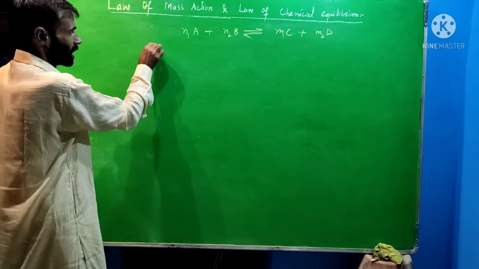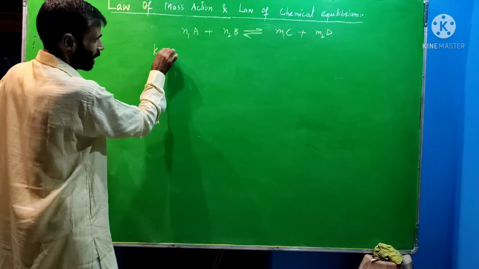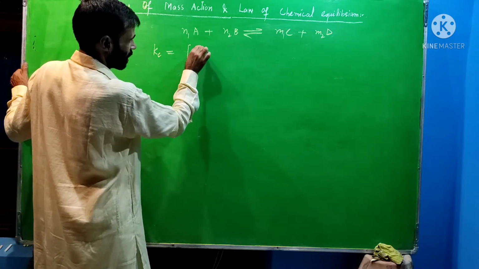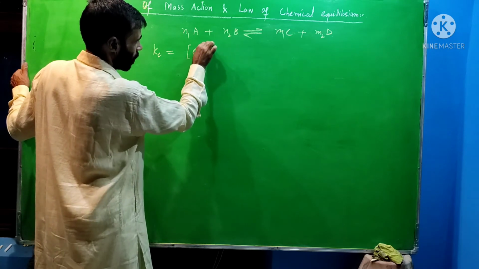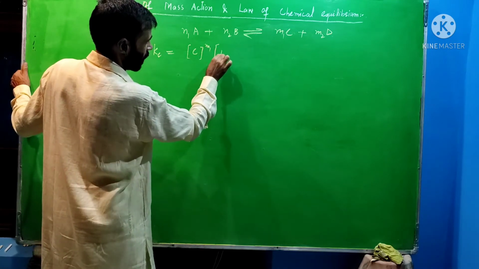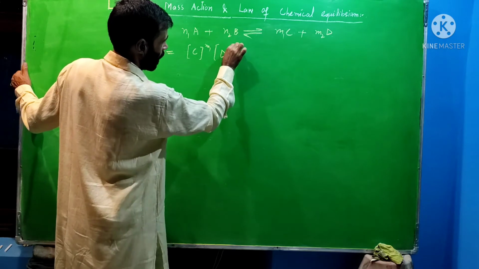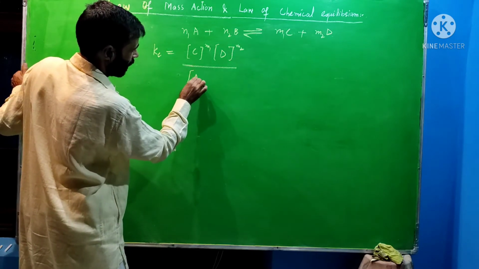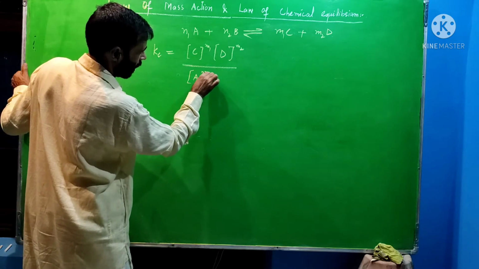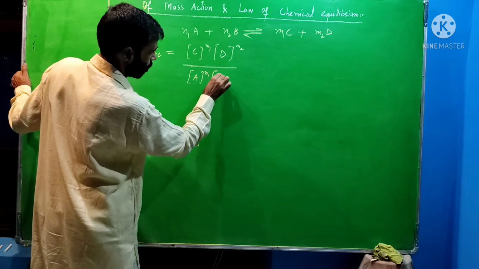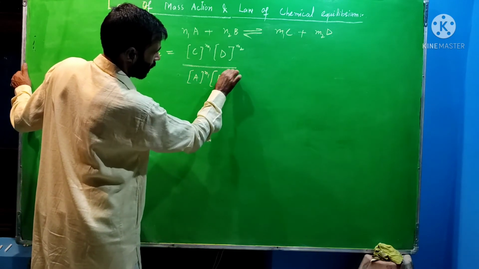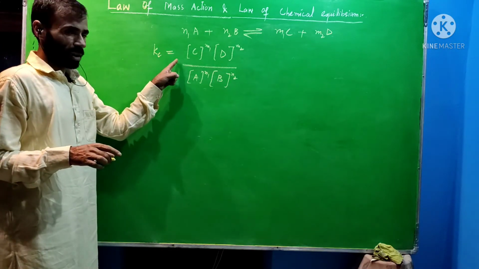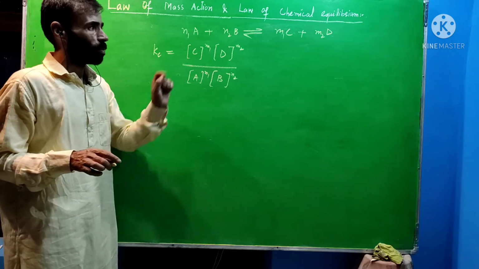First of all, we know Kc is equal to the product of the concentrations of products, C raised to the power m1, after that D raised to the power m2, divided by the concentration of A raised to the power n1, and the concentration of B raised to the power n2. This is the equilibrium constant of the reaction in terms of molar concentration.